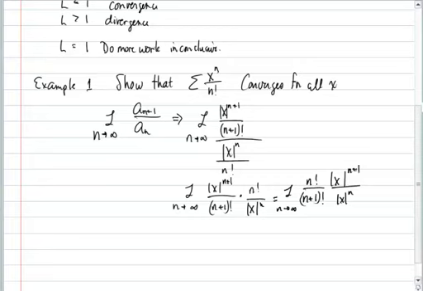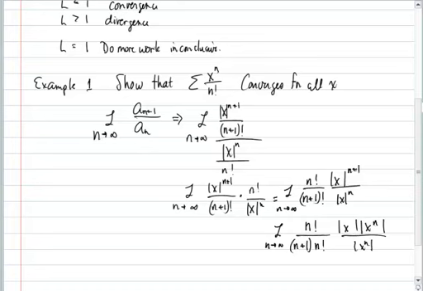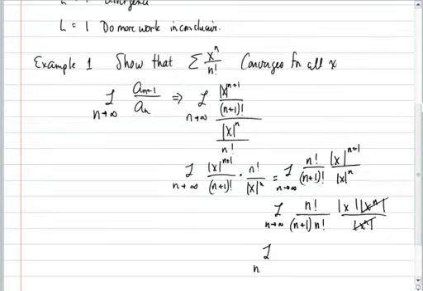For instance, we're going to end up getting n factorial divided by n plus 1 factorial, which can be rewritten as 1 over n plus 1 times n factorial over n factorial. It's a property of factorials. And the second term is going to be the absolute value of x times the absolute value of x to the n over the absolute value of x to the n. So this is going to cancel out with that, and now we are left with the limit as n goes to infinity of 1 over n plus 1 times the absolute value of x.